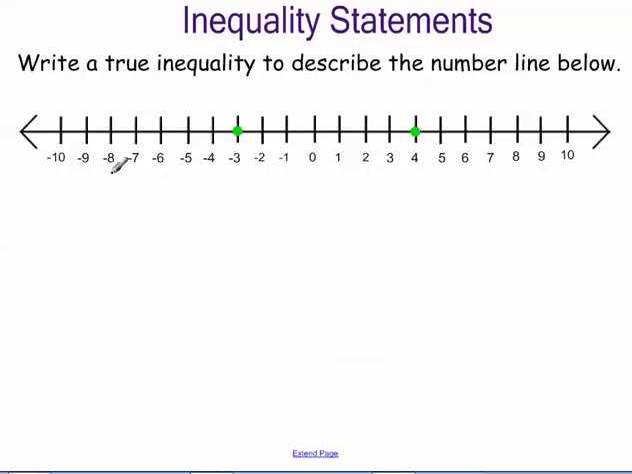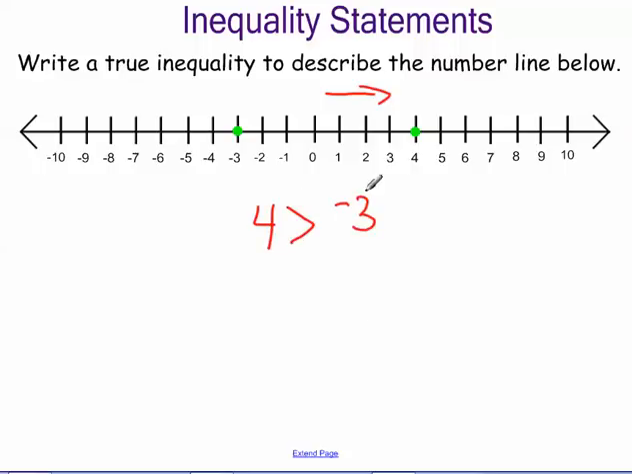All right, so let's look now. I want you to write an inequality statement. So first of all, you need to look at the two numbers you're looking at. You're looking at negative 3 and 4. Those are the two numbers I'm looking at. The first thing I want to look at is which one is furthest to the right. That is 4. So 4 is the greater number. So 4 is greater than negative 3.